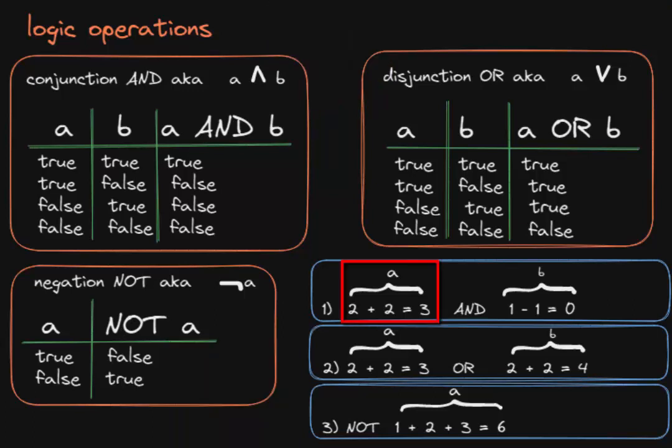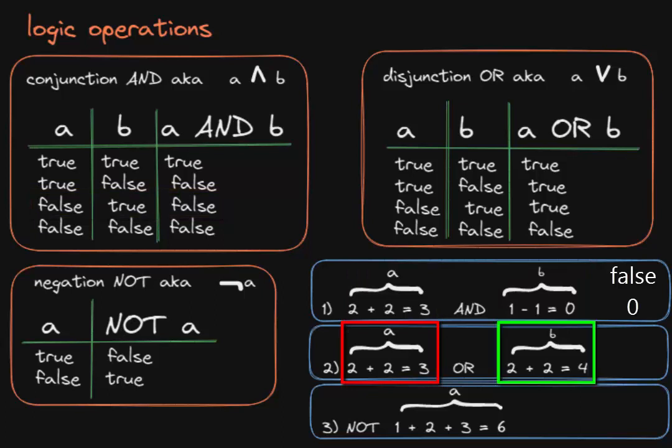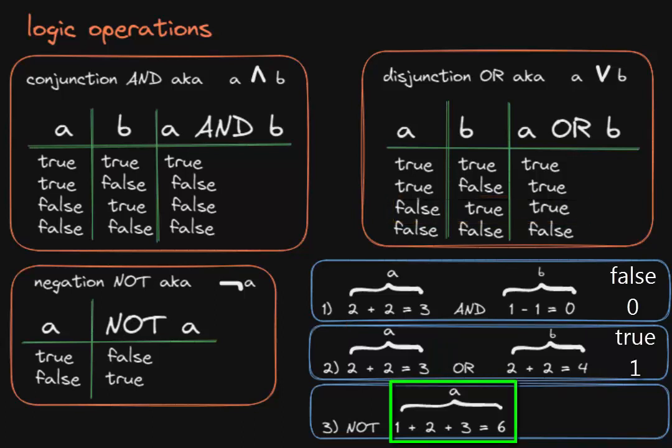This statement is false and this one is true. So, following the AND logic, the result is false. This is false and this is true. So, following the OR logic, the result is true. And finally, this true statement after a negation becomes false.